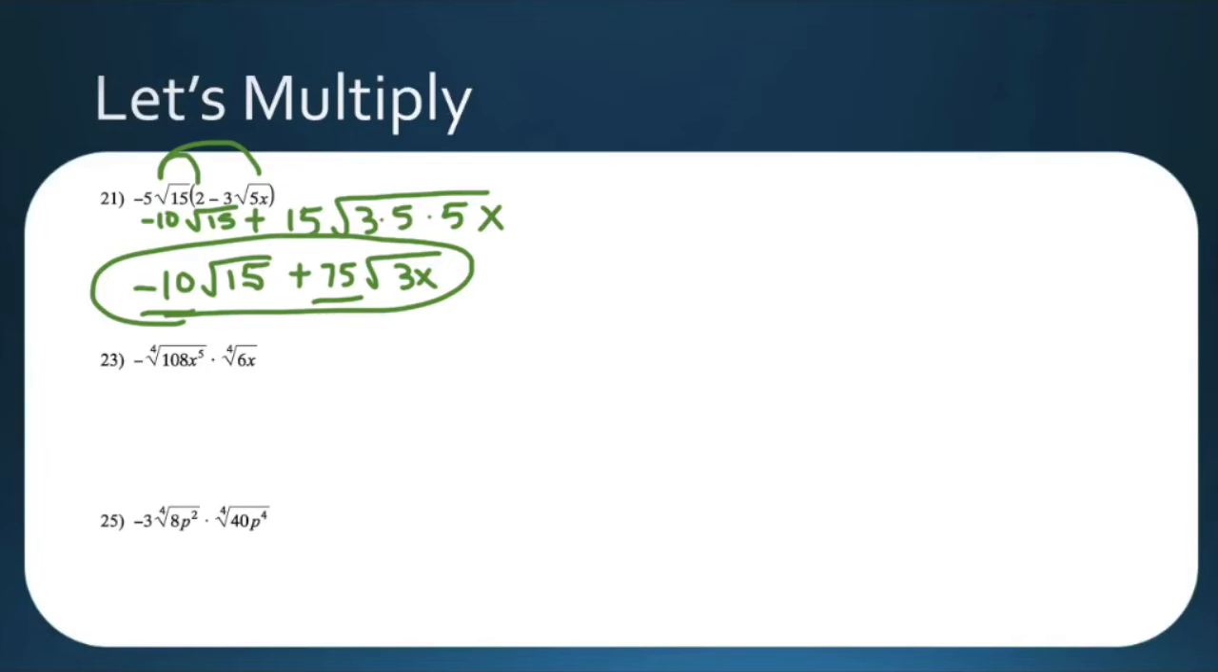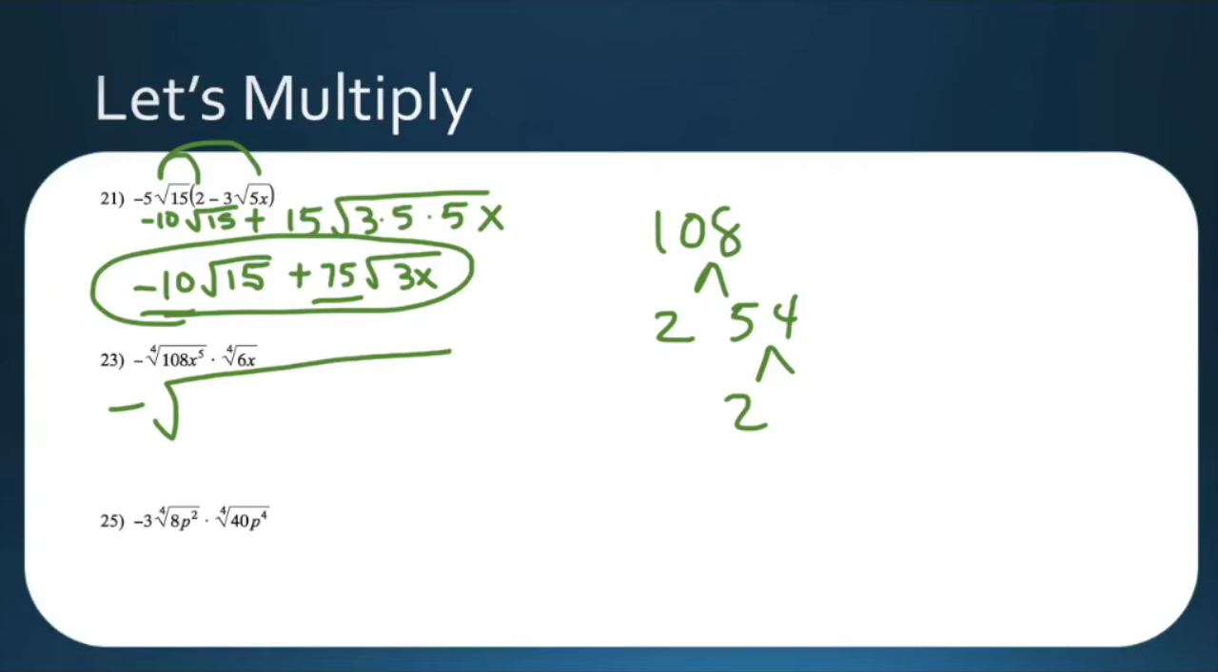All right, number 23. This is not a distributive property. It's not a square root, it's a fourth root. There's a negative out front, and that negative doesn't affect anything. Since it's a negative and a positive, it becomes negative when we're done. That 108, I want to break down 108 into its pieces. What is 108 when I break it down? Factor tree that. I'm going to say 2 and 54. 2 and 27, and 27 is 3, 3, and 3.